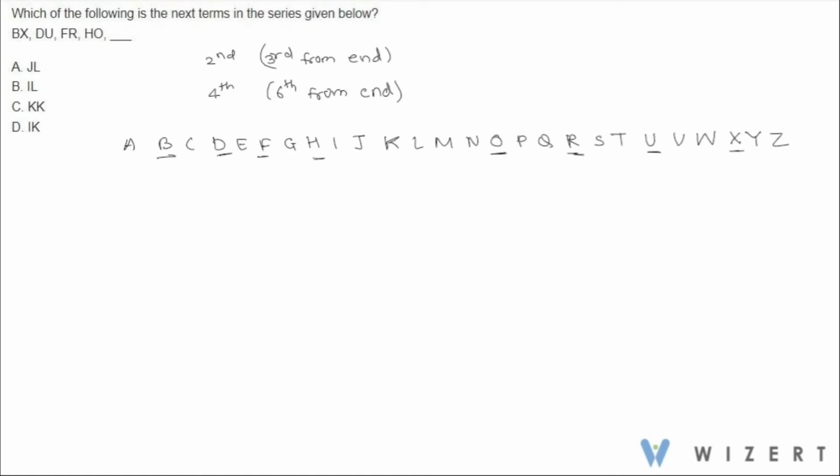So the next term will be J and, leaving 2 letters, L. So we have J and L as the answer. So the next term will be JL. Answer is option A.